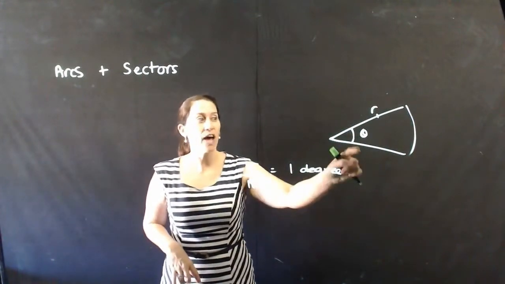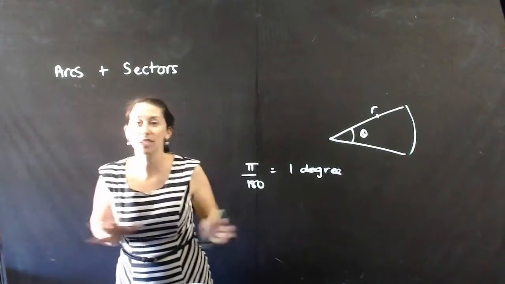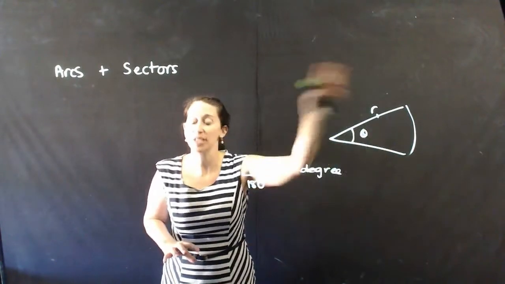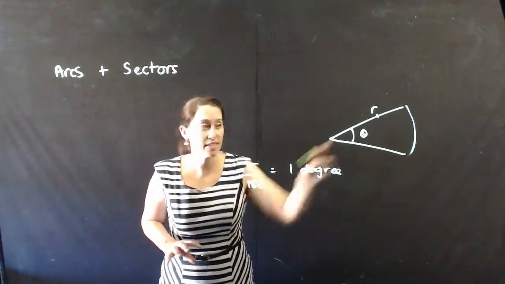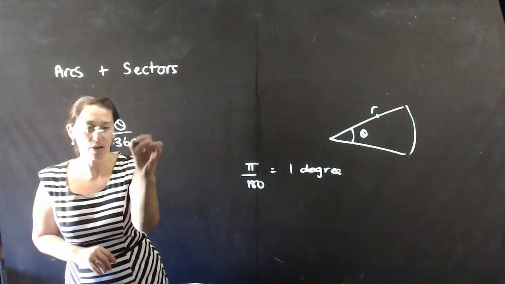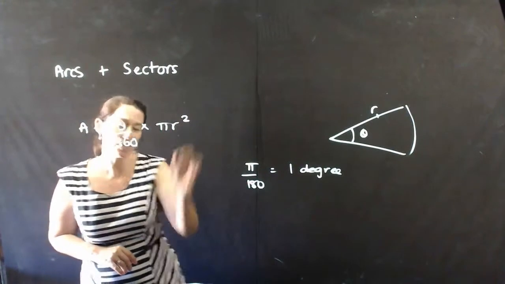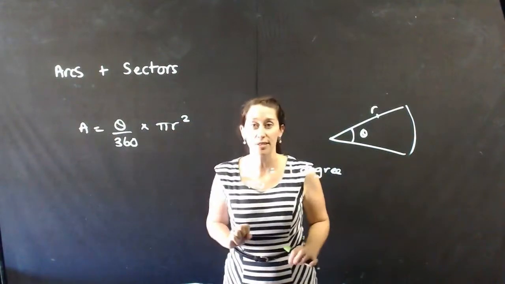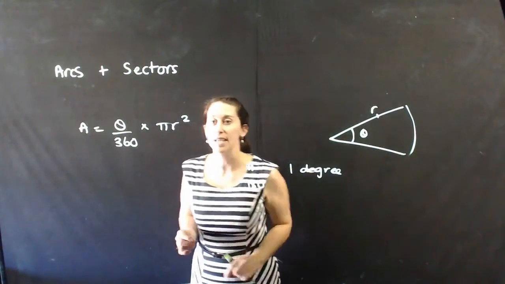So we know that the area of a circle is pi r squared, and of course we're just dealing with this particular fraction in degrees out of 360, so theta divided by 360 gives us the fraction of the whole area of the circle that we need to find. Now if theta is in degrees, of course we're going to use this formula. But let's have a look at what happens if it's in radians.